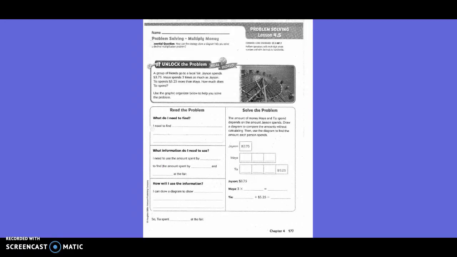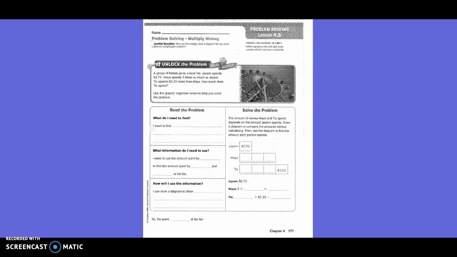Jason spends $3.75. Maya spends 3 times as much as Jason. Tia spends $5.25 more than Maya. How much does Tia spend? Use the graphic organizer below to help you solve the problem.